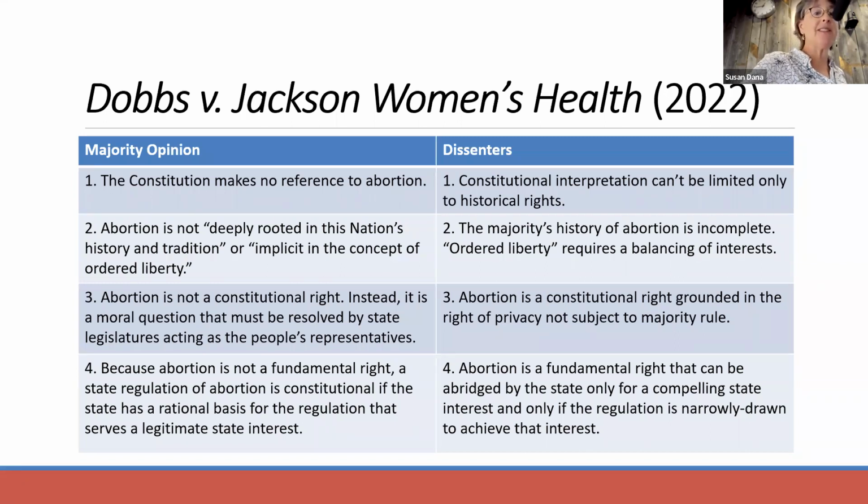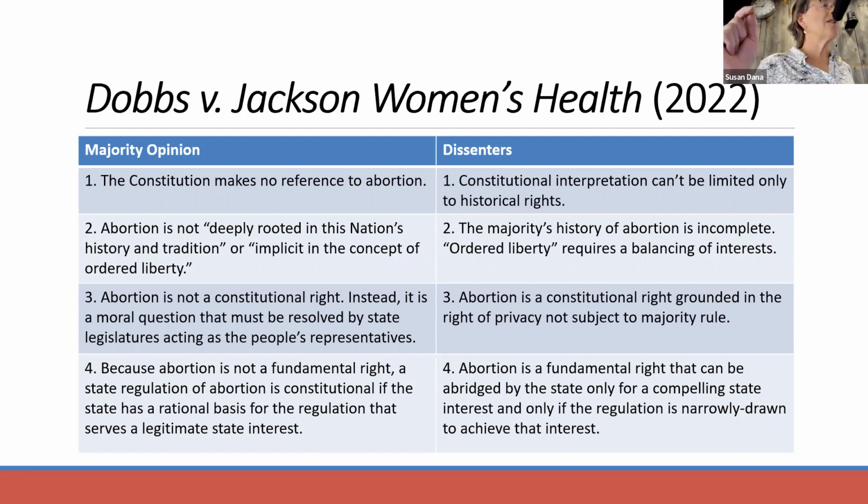They also go on to say that this notion that abortion is not deeply rooted in the nation's history and tradition, they say the court just doesn't have a complete history here. And one of the things that's interesting here is when the court in Dobbs and in other cases refers to deeply rooted in history and tradition, it's talking about legal history. So it's always referring to what was legal, what was not in the past. Well, who made those laws? White men.